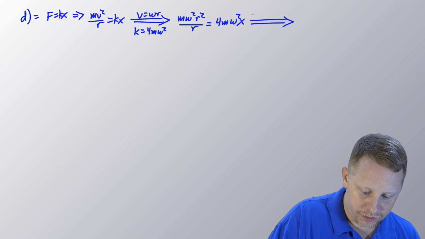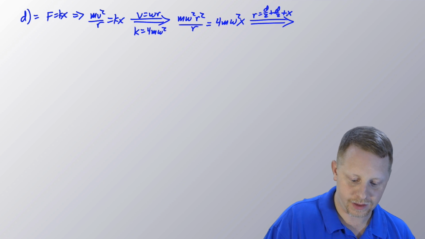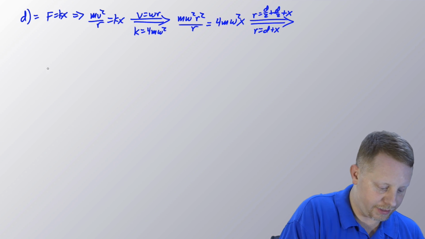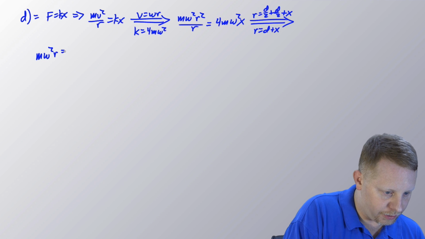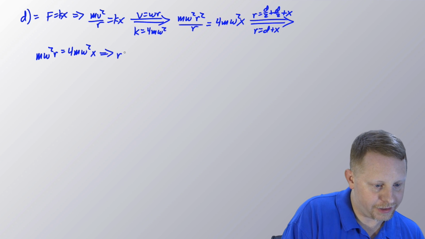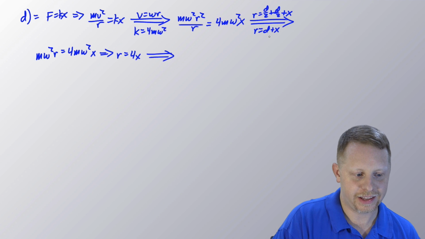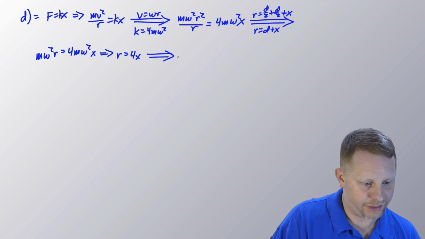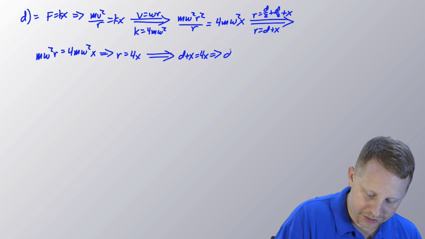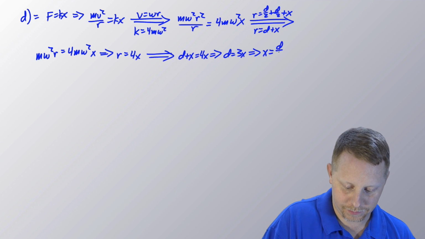We also know that r is d over 2 plus d over 2 plus x from our diagram, and r therefore is d plus x when I put those together. We can substitute in there to write m omega squared r equals 4 m omega squared x, which implies then that r is equal to 4x. But we just said r is d plus x. Therefore, we could write then that d plus x equals 4x, which implies then that d equals 3x, or to answer the question, x equals d over 3.